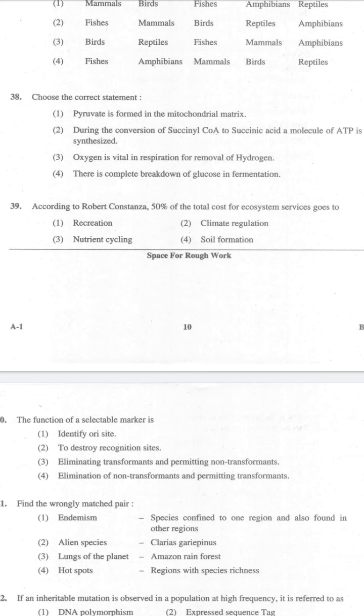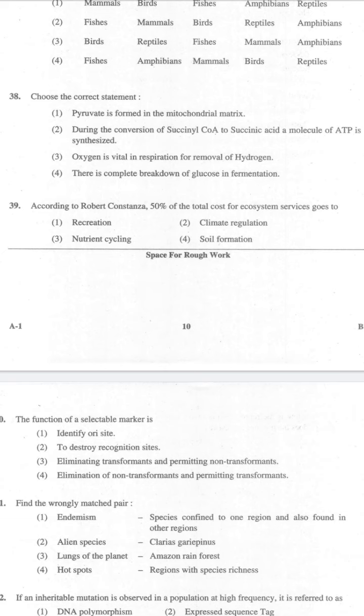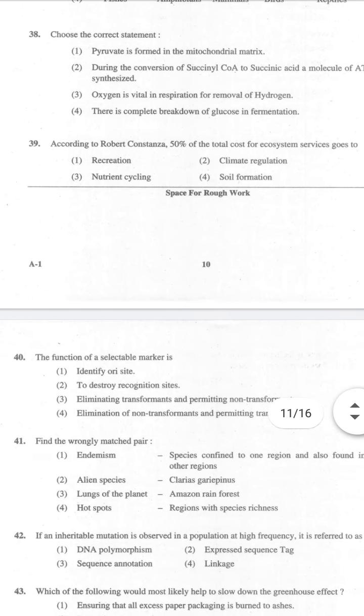Out of the total cost of various ecosystem services, soil formation accounts for about 50%, and the contributions of the other services like recreation and nutrient cycles are less than 10% each. The cost of climate regulation and habitat for wildlife is about 6% each. So according to him, soil formation accounts for 50% of the total ecosystem services. It is the most important ecosystem service in nature. Understand? Now let's go to the 40th question.